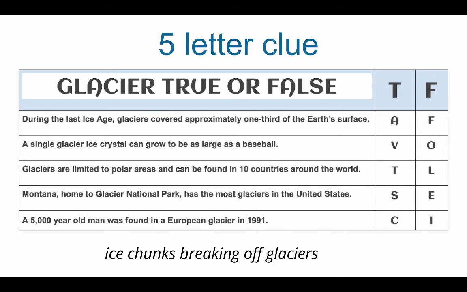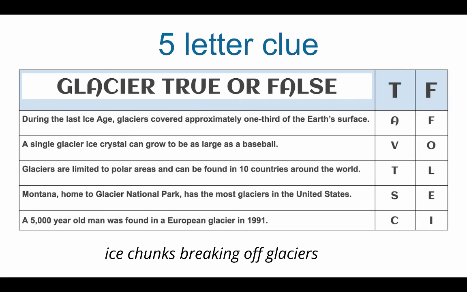The 5-letter clue can be found by answering the Glacier True or False questions. Students will be able to answer this simply by using Google or any other search engine. On this 5-letter clue, you should use the invisible ink pen on the bottom of the clue to write ice chunks breaking off glaciers. Also, the blue QR code can be hidden somewhere in the room.